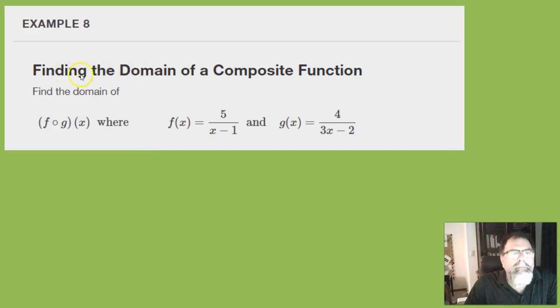Example 8, finding the domain of a composite function. Find the domain of f composed with g of x, where f of x is equal to 5 over x minus 1, and g of x is 4 over 3x minus 2. So our first step is figure out the domain of g, because we're going to start at the inside. So the domain of g.